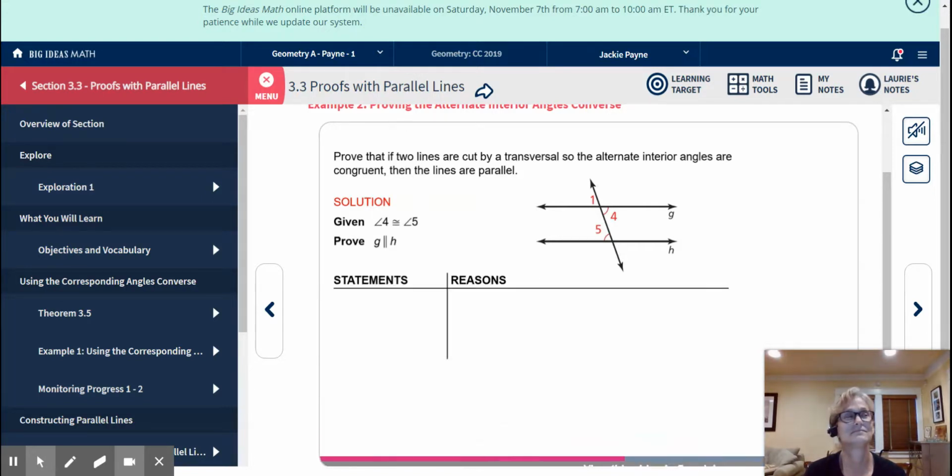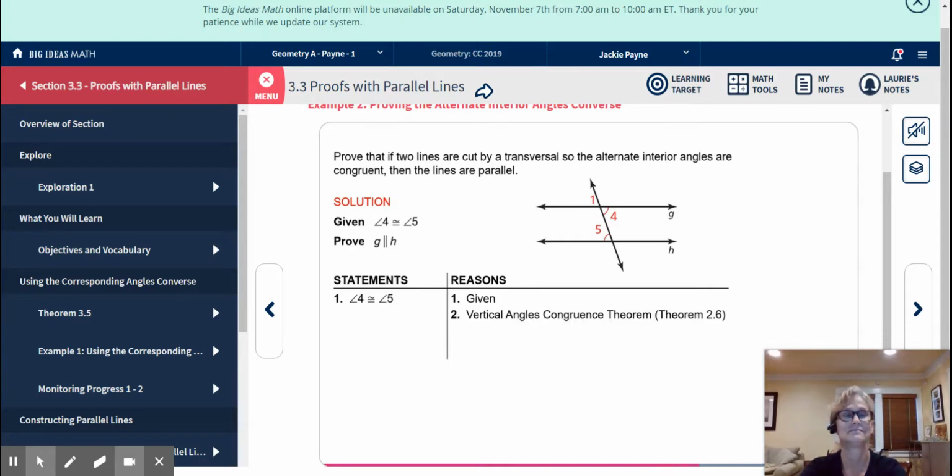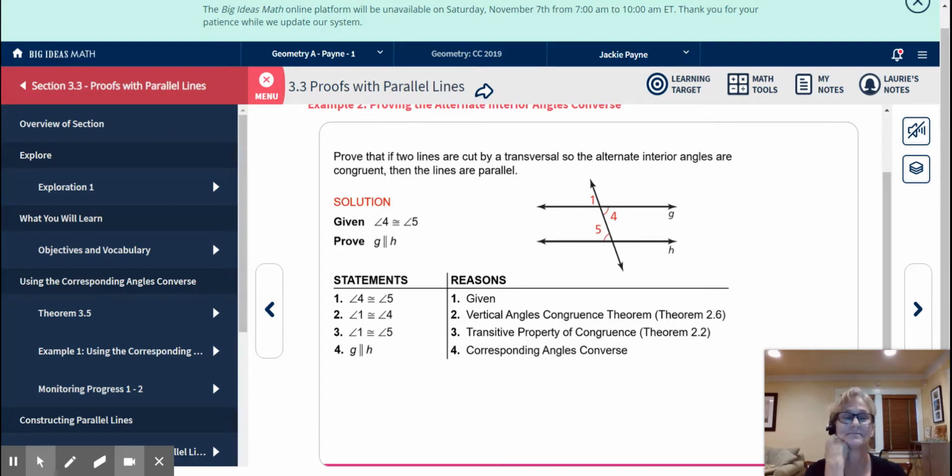Write a 2-column proof. First, write the given information. You are given that angle 4 is congruent to angle 5. Next, angle 1 and angle 4 are vertical angles. So, by the vertical angles congruence theorem, angle 1 is congruent to angle 4. Then, by the transitive property of congruence, angle 1 is congruent to angle 5. Now, angle 1 and angle 5 are corresponding angles, and you have shown that they are congruent. So, by the corresponding angles converse, line G is parallel to line H.